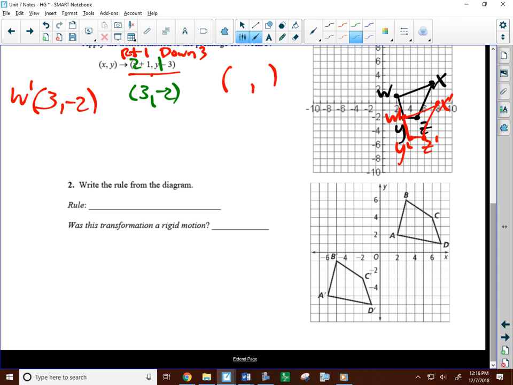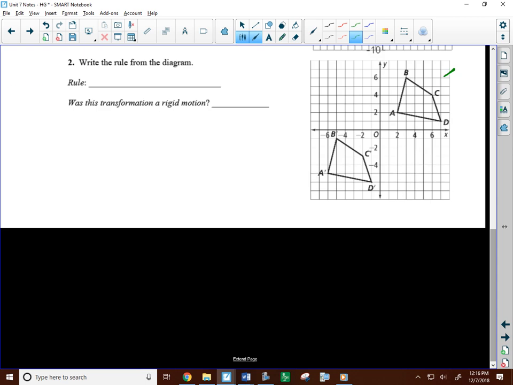Number 2, write the rule from the diagram. Hopefully you noticed on this one that this is the pre-image. This is where we start. Did you catch that? This one has the primes on it. Some students just immediately say, oh, well, left to right. Well, no, I started with this one.